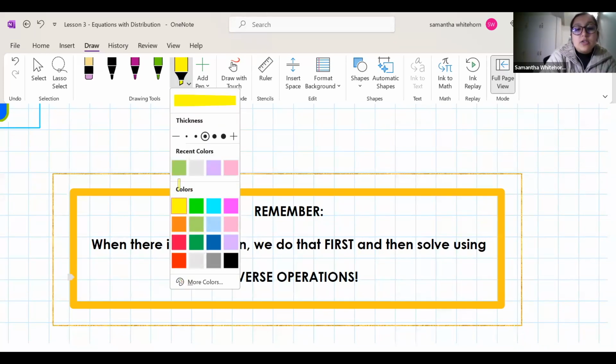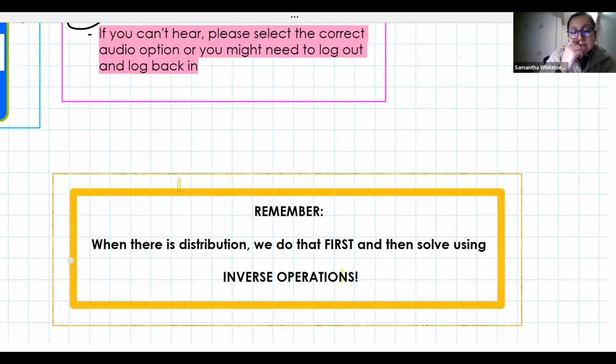The next thing I need you to remember is that what we're going to do in this lesson now is sometimes there is distribution. And when there is distribution, remember, means multiplication. So we have to do that first. And you can almost think of it in terms of BODMAS. BODMAS tells us that we should be dealing with any multiplication before we deal with any adding or subtracting. So we always do our distribution first, and then we move on to dealing with our inverse operations. And this is what we're going to have a look at today.